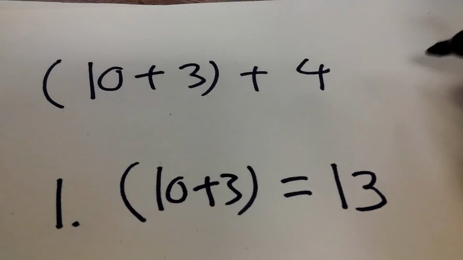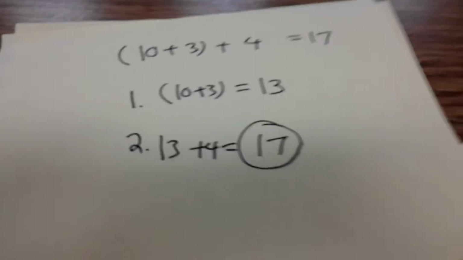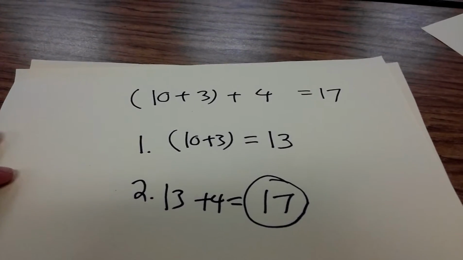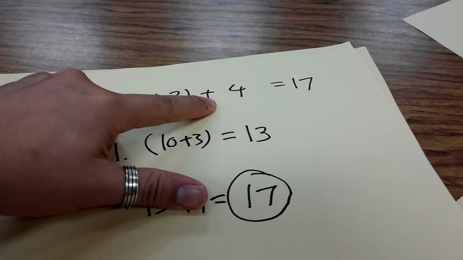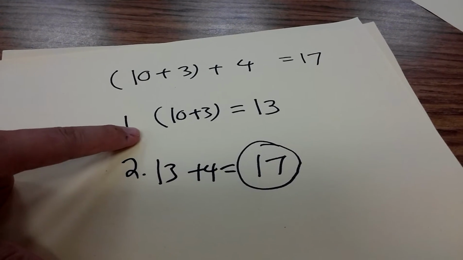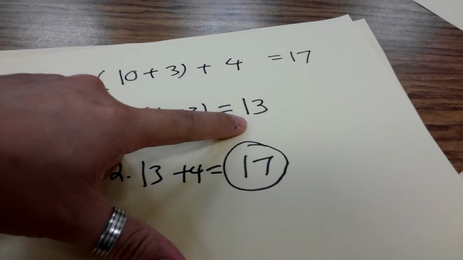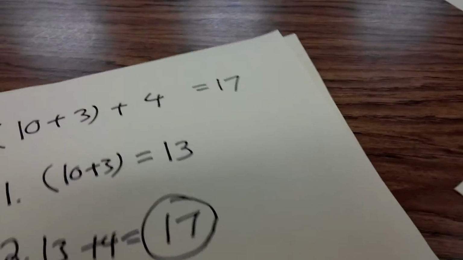So 10 plus 3 plus 4 is equal to 17. Do you see how I use the associative property to solve this? I added the parentheses first, and then I added the next number. Okay? So 10 plus 3, my first step, that's 13. Once I got that, I took that 13 and I added the 4, and that gives me a total of 17. Okay? Let's look at one more example of the associative property.